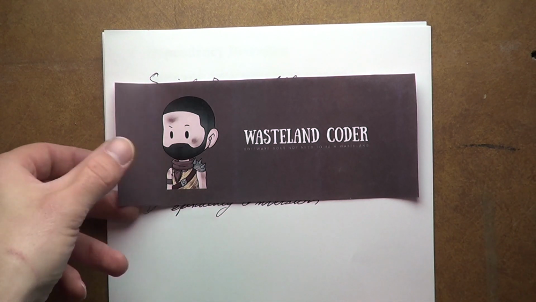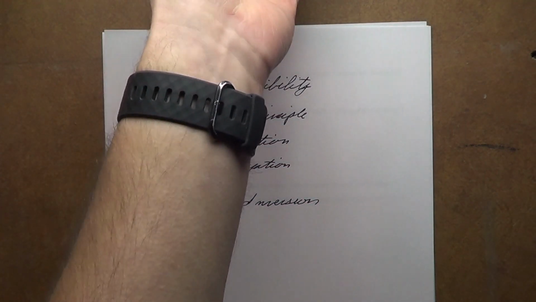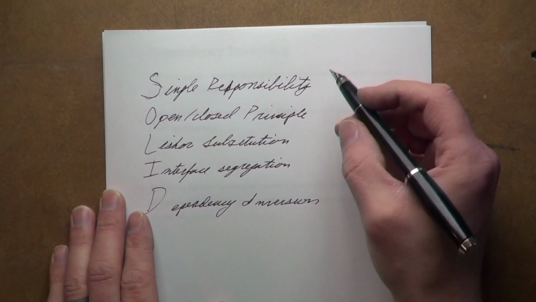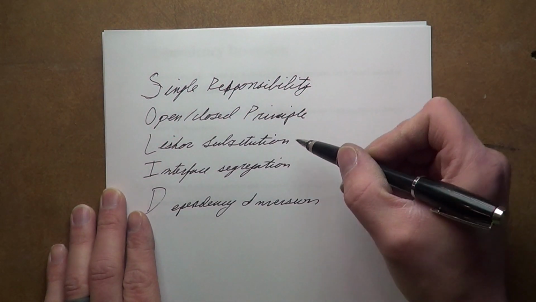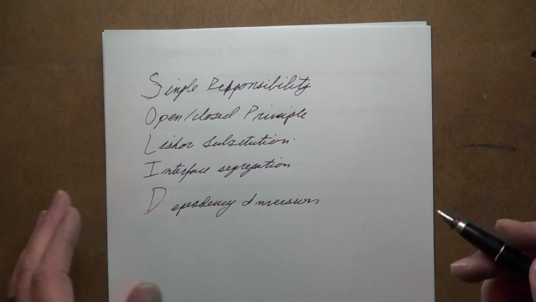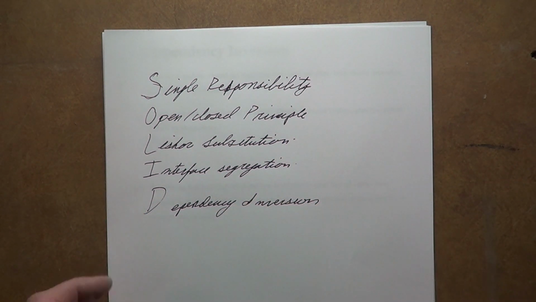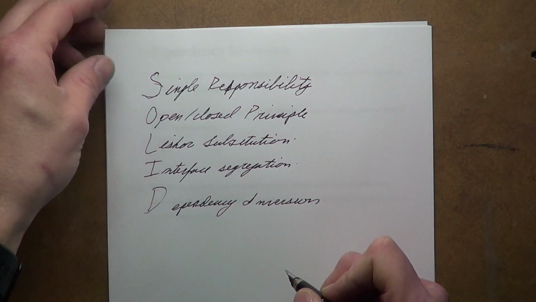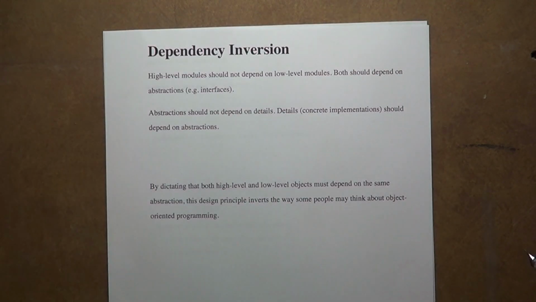Wasteland Coder here again. This time we're talking about the SOLID principles again. We've talked about single responsibility, open-closed, Liskov substitution, interface segregation. Today we're going to talk about dependency inversion. And no, this does not mean just using Spring.